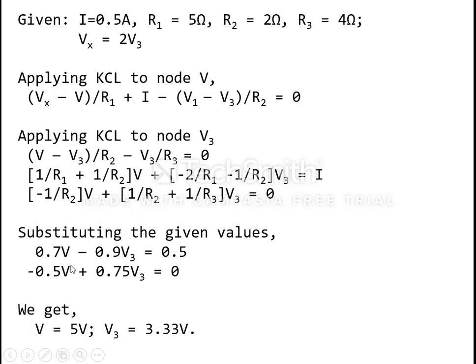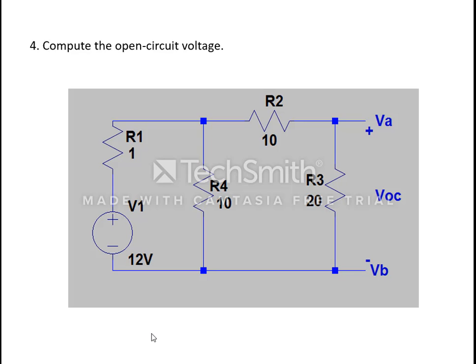And when you get these two equations and solve them, you get the values V is equal to 5 volt and V3 is equal to 3.33 volt. That's it. The third question is finished. And now we go to the fourth question.